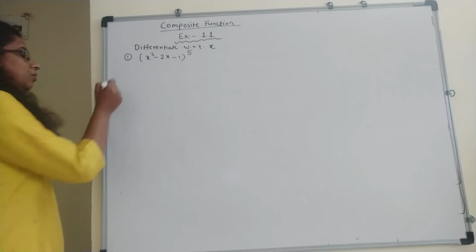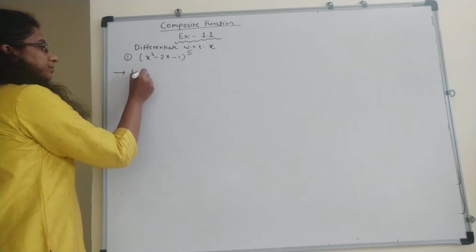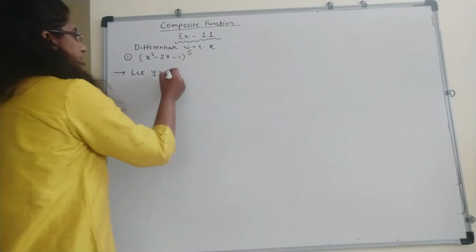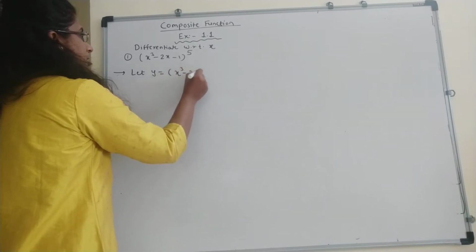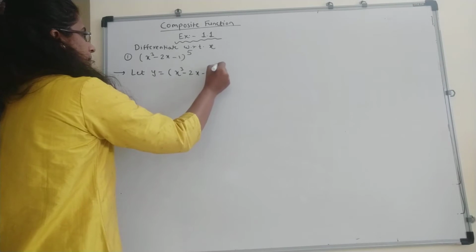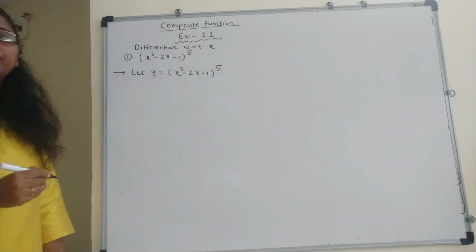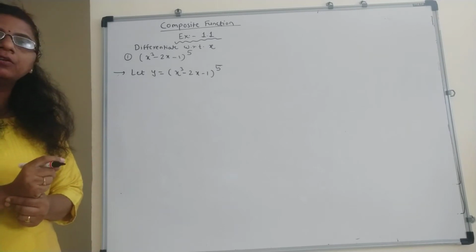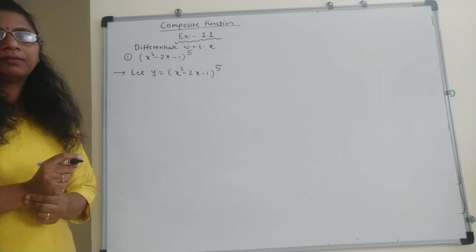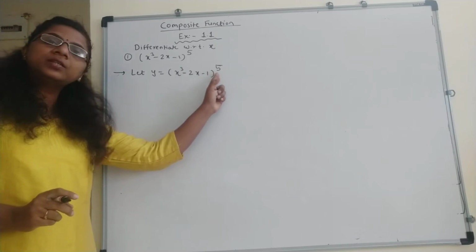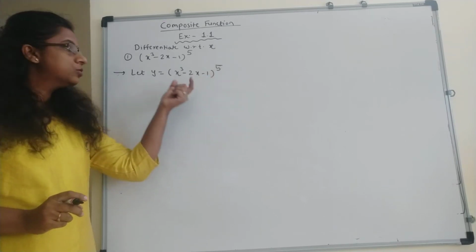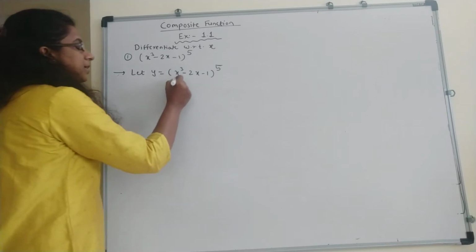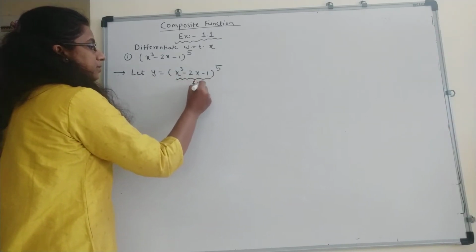Now, in this case, we will consider the given function as y. Now, how to differentiate it? Composite form is there. So, in that case, always we will consider the inner function as fx. The outer function is raised to 5. So, the inner function is this bracket, and we will consider this bracket as fx.